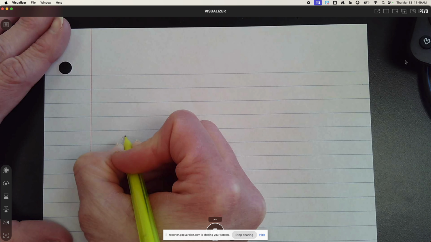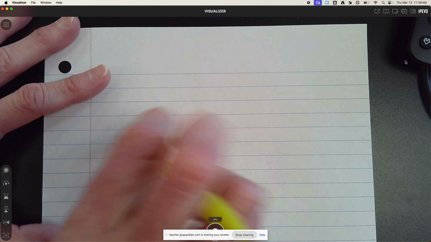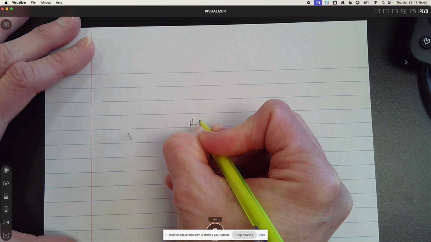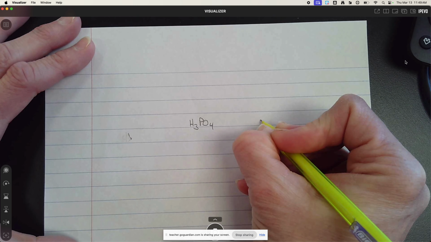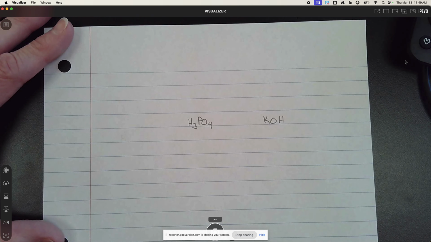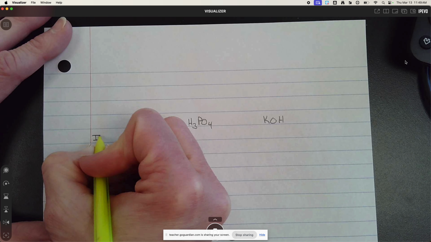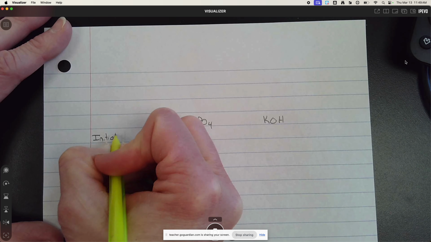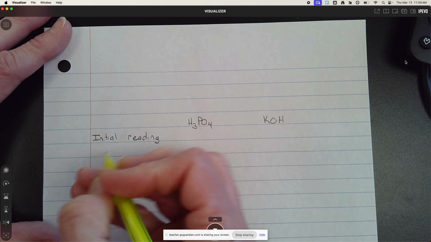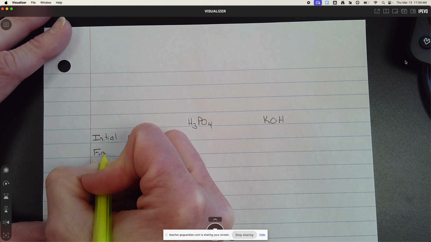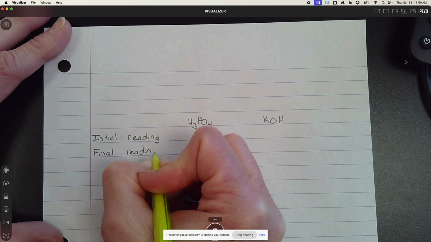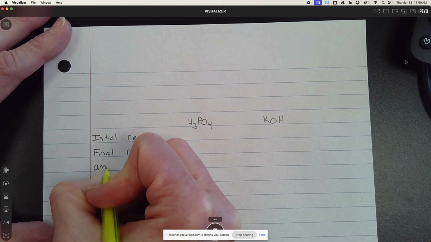And our key players here are going to be, we'll go this direction, some H3PO4 and some KOH. They're going to come in burettes. So we're going to do this from the perspective of an initial burette reading, a final burette reading, and an amount used.